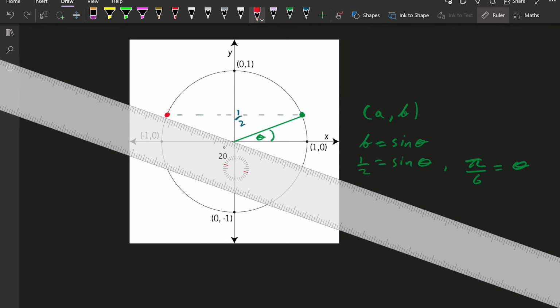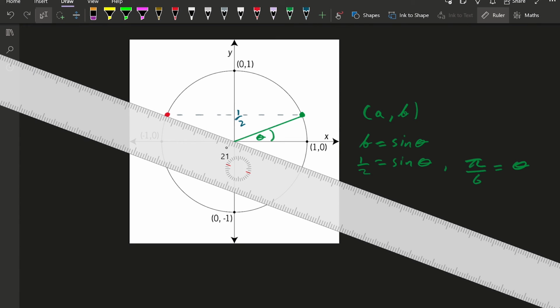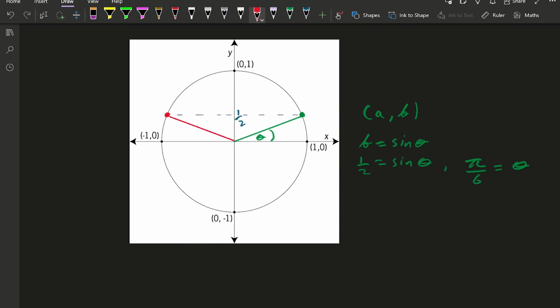So whatever angle this red line makes, the one that we draw from the origin to that red point on the circumference of the unit circle, that angle measured counterclockwise from the positive x-axis, given that it has the same y value as the green point, sine of whatever the red angle is must equal a half as well. That's the other angle we're looking for.